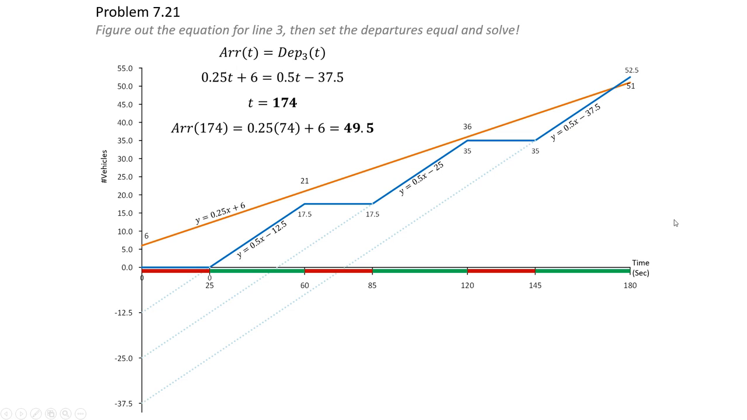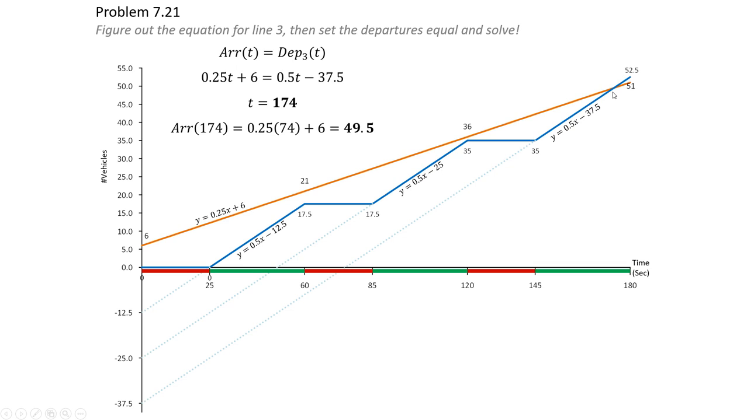And how many cars got through, right? So now you can plug in for the arrivals with 174 seconds because that's where they crossed, right? We worked through 49.5 vehicles. Again, these are theoretical numbers, right, so we can have fractions in that. So 49.5 total vehicles, that's the Y term where they cross.